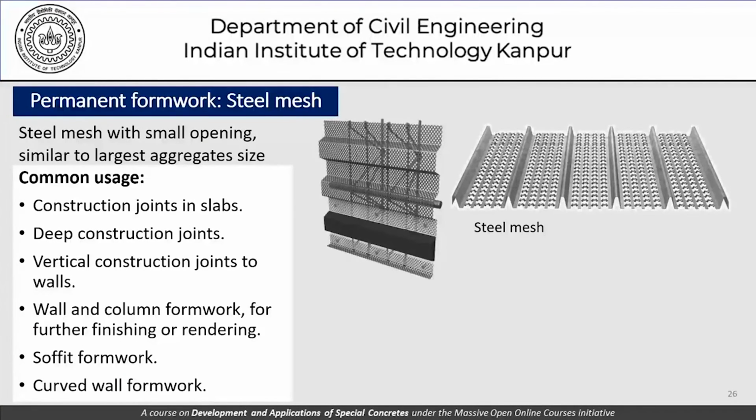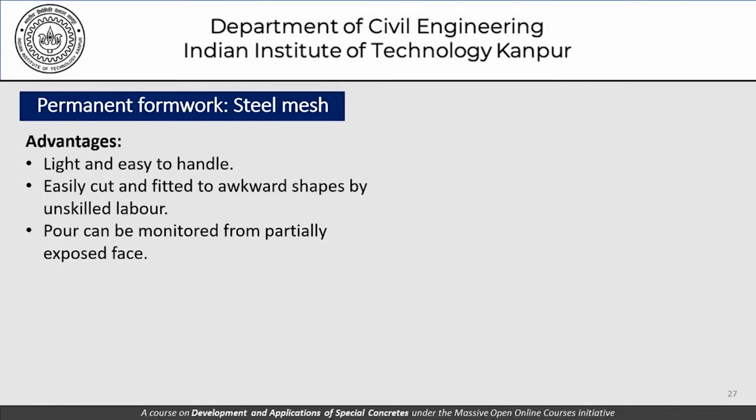That's the steel mesh. The pictures are shown here for you. The steel mesh has small openings similar to the large size aggregate meshes, and they are commonly used in construction joints, in slabs, deep construction joints, vertical construction joints to walls, wall and column formwork for further finishing and rendering, soffit formwork, curved wall formwork. So as far as the advantages of using this steel mesh formwork as a permanent formwork is that it's light and easy to handle, easily cut and fitted to awkward shapes by practically unskilled labor. The pour can be monitored from partially exposed surfaces. We're talking of the pour of concrete.